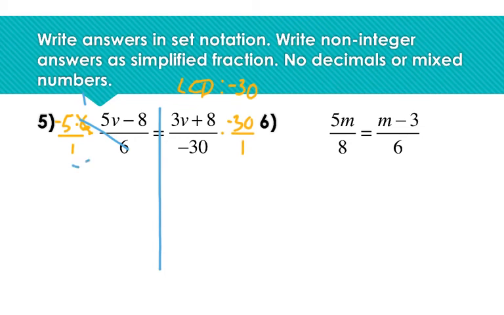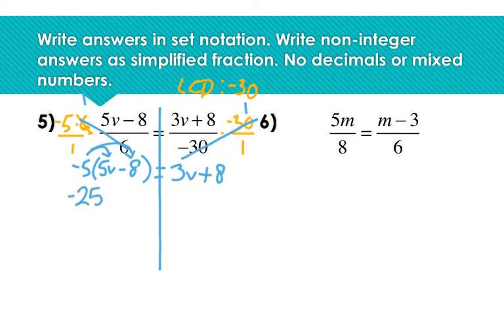Then we're going to have negative 5 times 5v's minus 8. And on the right, the negative 30 divided by the negative 30 is 1. So we're just going to have 3v plus 8. Now distribute the negative 5 on the left through the parentheses. We get negative 25v's plus 40. On the right, we still have what we have, the 3v's plus 8.